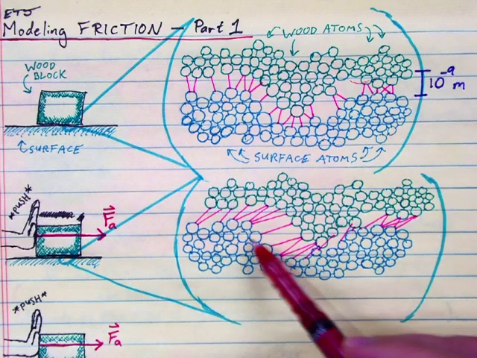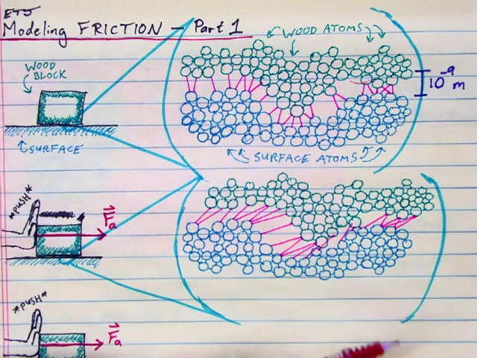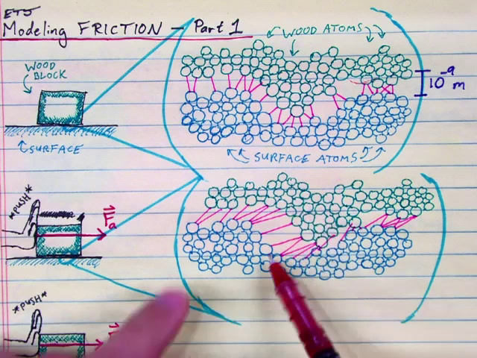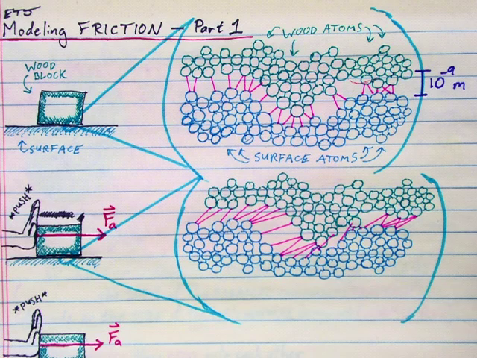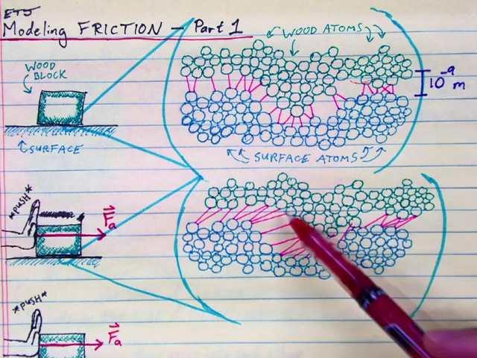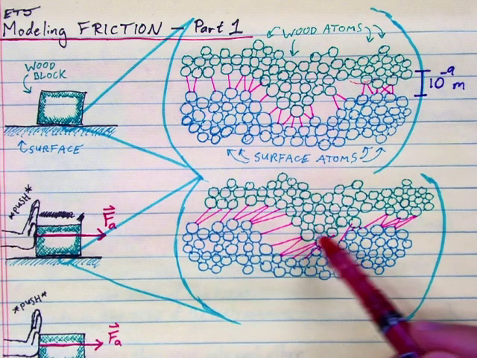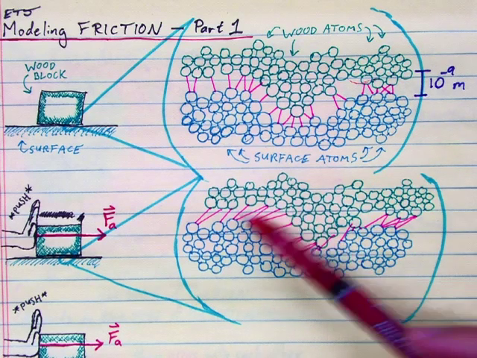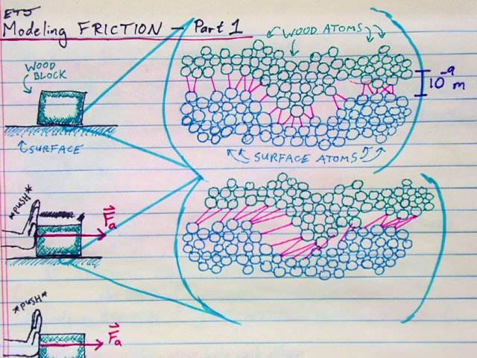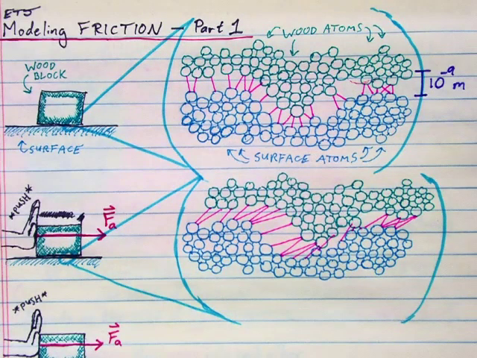Likewise, all these surface atoms are going to be pulled to the right by these stretched out bonds as the wood block tries to sort of drag the surface along with it to the right. If the wood block actually starts to move, these bonds will be stretched so far that they'll eventually break and release energy in the form of heat, heating up the two surfaces in contact. And you know you get heat whenever you have friction.